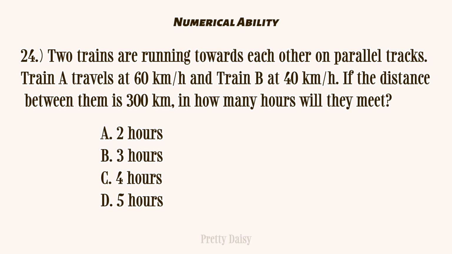24. Two trains are running towards each other on parallel tracks. Train A travels at 60 kilometers per hour and train B at 40 kilometers per hour. If the distance between them is 300 kilometers, in how many hours will they meet? A. 2 hours. B. 3 hours. C. 4 hours. D. 5 hours.